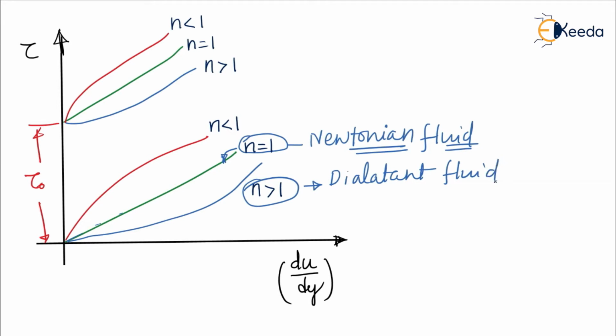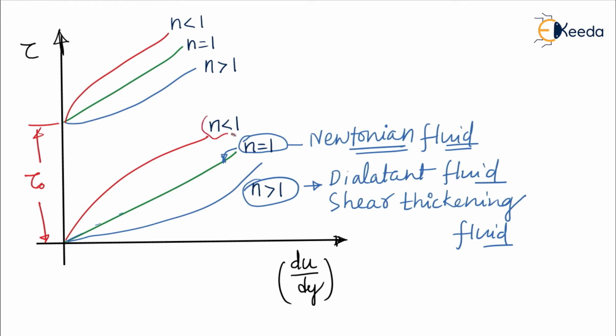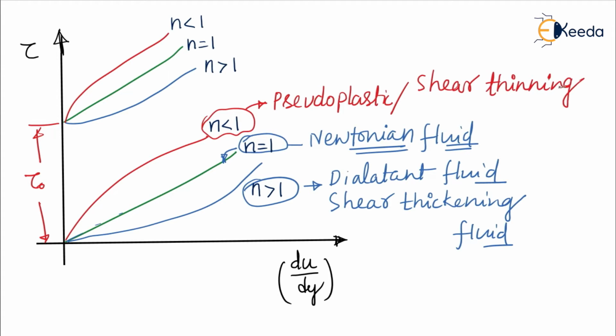Dilatant fluid, which is also known as shear thickening fluid. We should keep in mind. Now at the same time, we should also think of this fluid. This fluid is actually pseudoplastic fluid, or it is also known as shear thinning fluid. So we will see them in detail. This is shear thinning fluid. We will see them in detail.